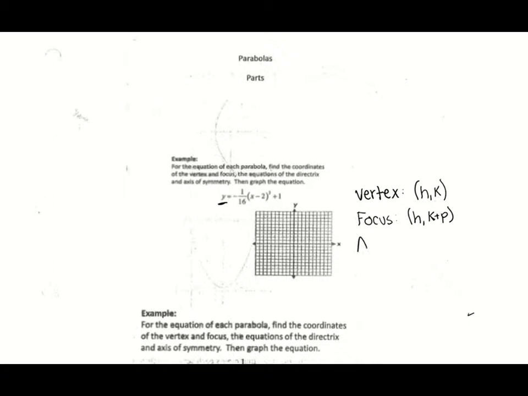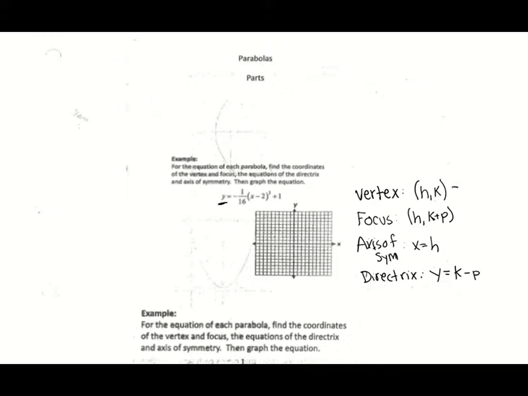Our axis of symmetry is x equals h, and our directrix is y equals k minus p. Okay, and I wrote all that stuff down just from using that chart we just talked about without even using any numbers yet. So this is what I need to look for.